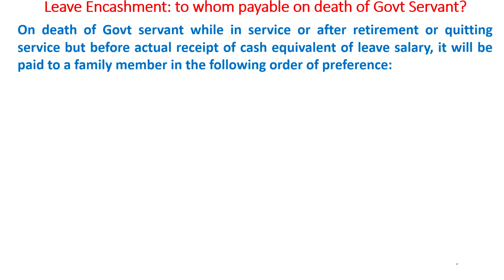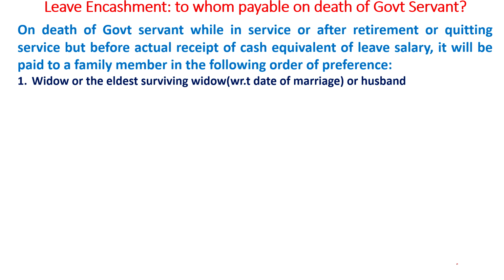And leave encashment on the death of a government servant, to whom it will be payable, we will see. On the death of the government servant while in service or after retirement or quitting service, but before actual receipt of cash equivalent of leave salary, it will be paid to the family member in the following order of preference. The first who will be paid on the death will be the widow or the eldest surviving widow with reference to the date of marriage, or husband. They will be paid first.